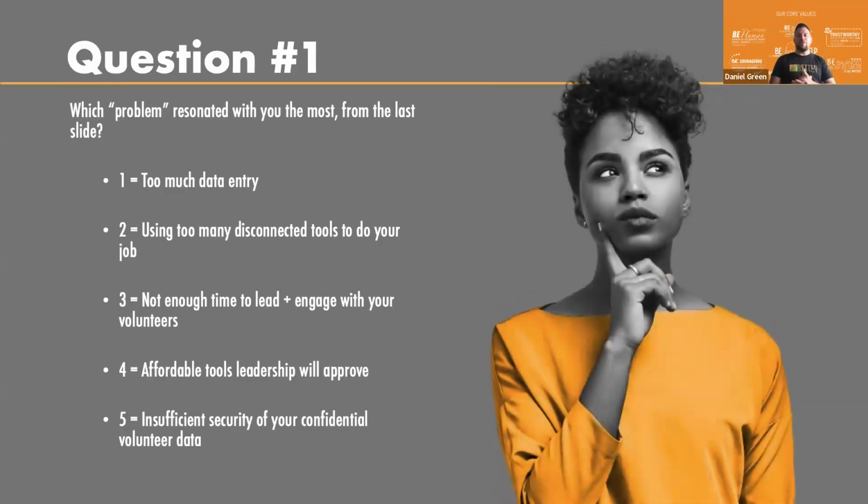Okay, so we're just going to start with a few questions here. Feel free to pop your answers in the chat box. That'd be great. You can choose more than one answer if this reflects you. Question 1, which problem resonated with you the most from the last slide? Was it number 1, too much data entry? Number 2, using too many disconnected tools to do your job? Number 3, not enough time to lead and engage with your volunteers? Number 4, affordable tools that leadership will approve? Or is it number 5, insufficient security of your confidential volunteer data?